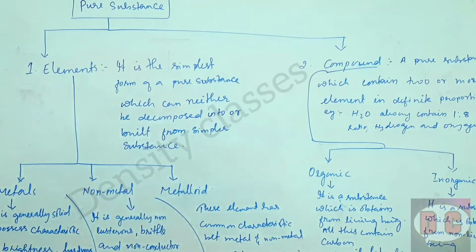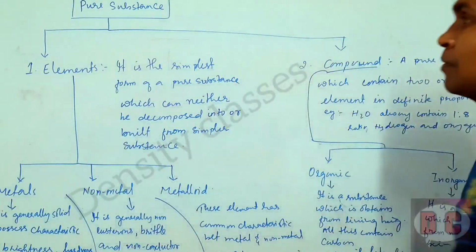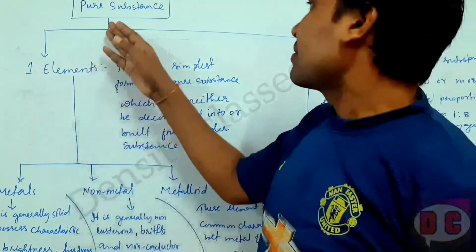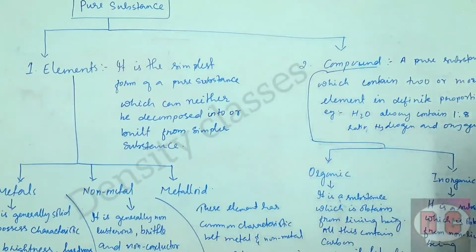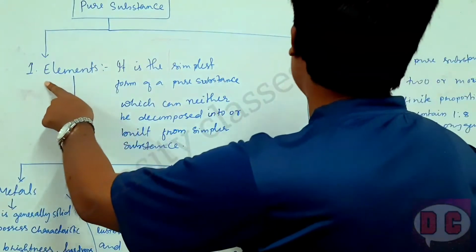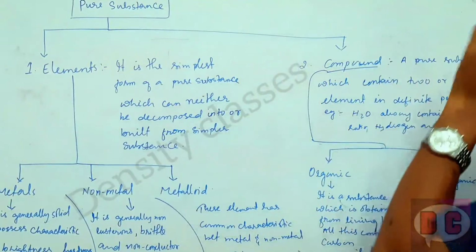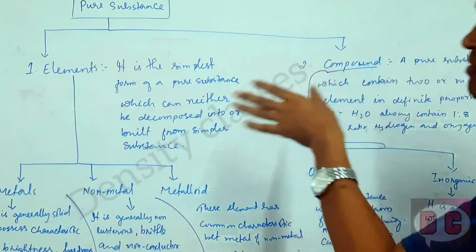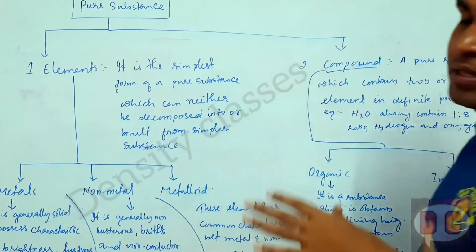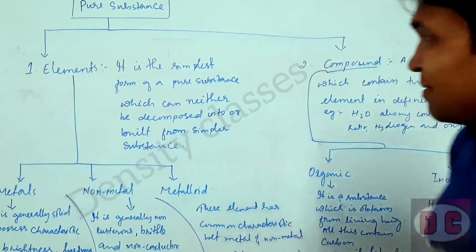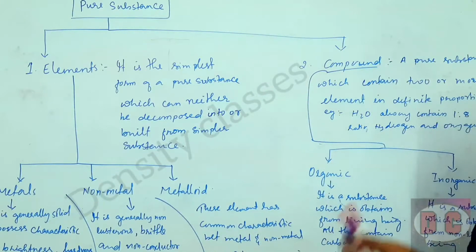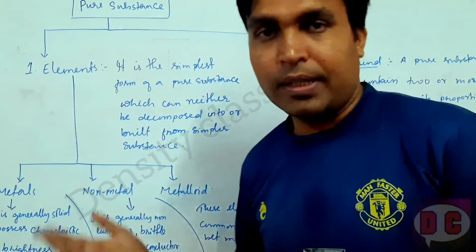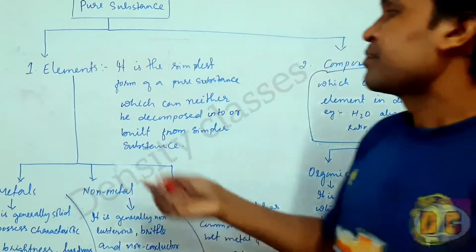Okay, so we are going to classify pure substances now. Pure substances we can classify into two: number one is elements, number two is compounds. These things are very basic, but it is very important for you to understand them, so you do not get confused about what is an element, what is a compound, and all those things. That's why I thought of making this video.